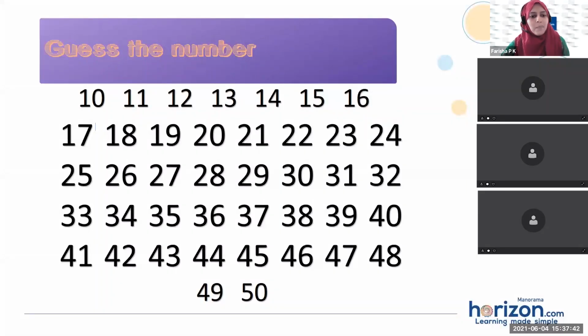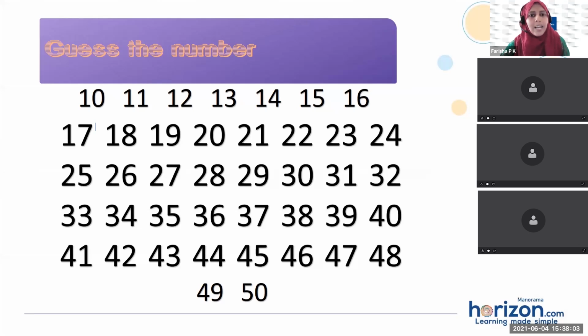Now on the screen you can see that there are numbers from 10 to 50. These are the two-digit numbers, okay? Now what you have to do is guess the number which I have guessed. Out of these 41 numbers, you have to tell me that one number which I have guessed. I know it is very difficult because I haven't given a clue till now, isn't it?